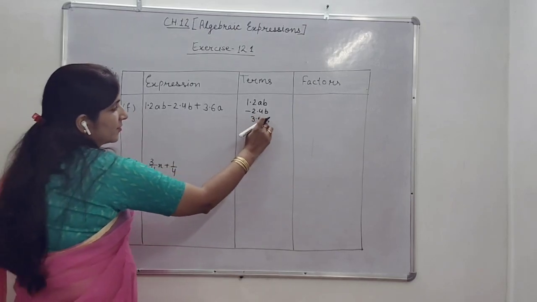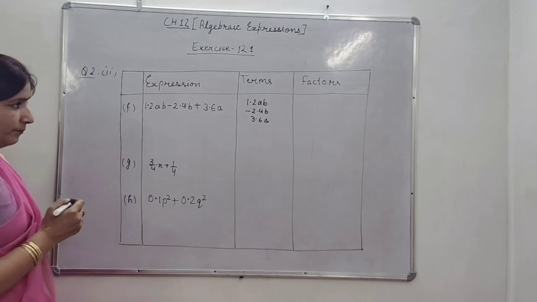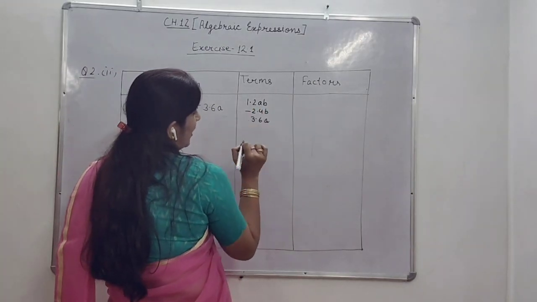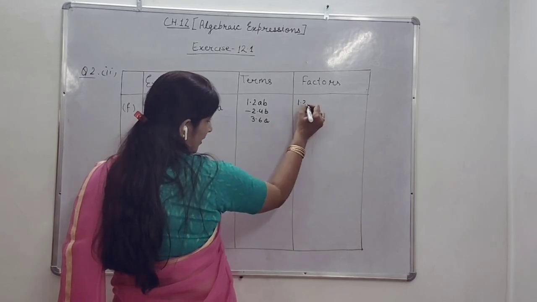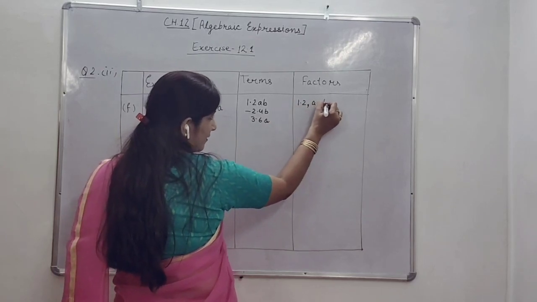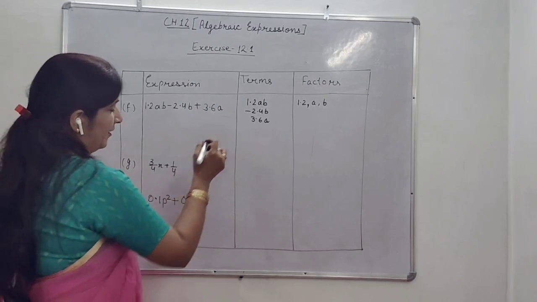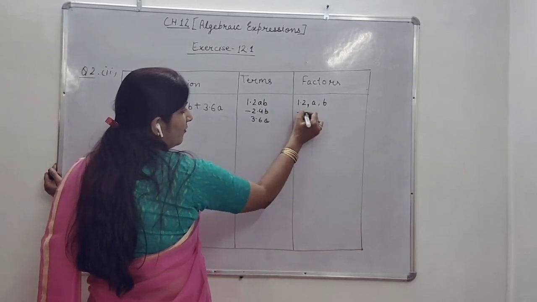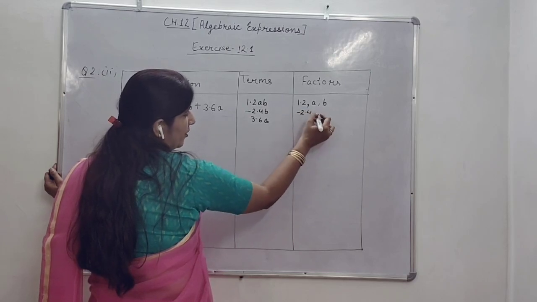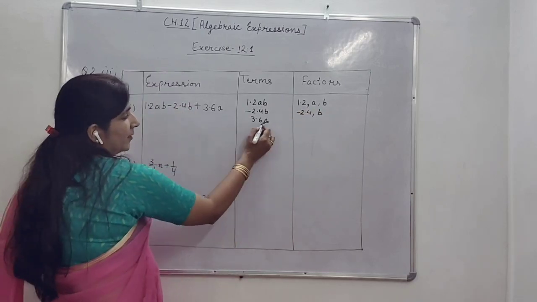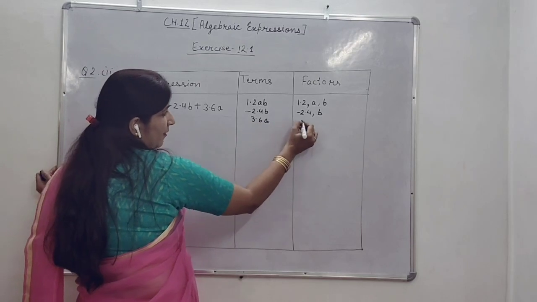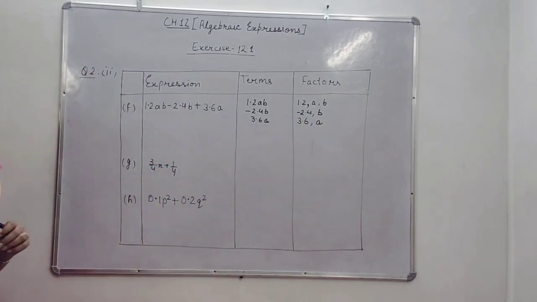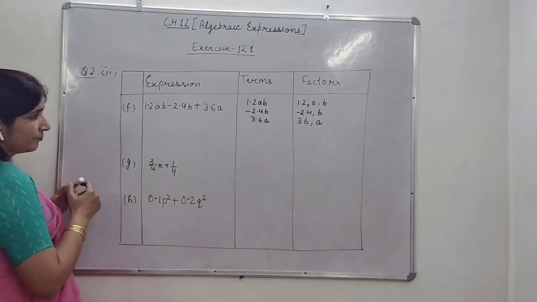3.6a. Fine, so this is the third term. Now let us write its factors. The factors of 1.2ab are 1.2, a, and b. So the 3 factors are here for the first term. In the second term we have minus 2.4b, which has 2 factors, minus 2.4 and b. And the third term is 3.6a, which has 2 factors, 3.6 and a. So you can write in this manner in your notebook as well.